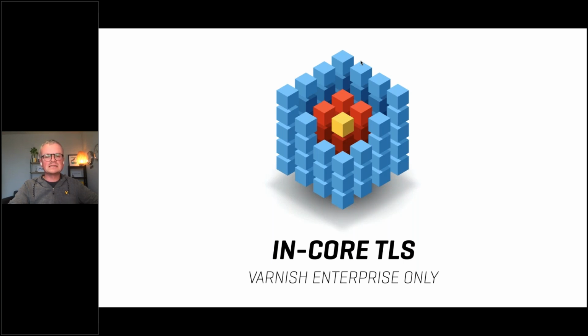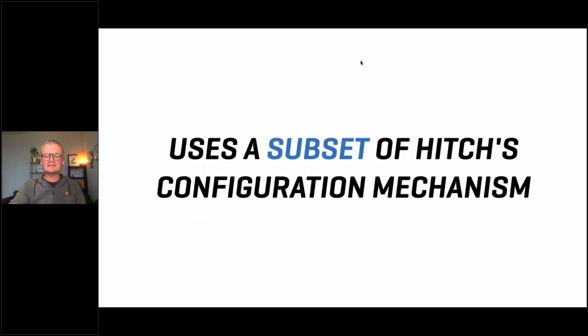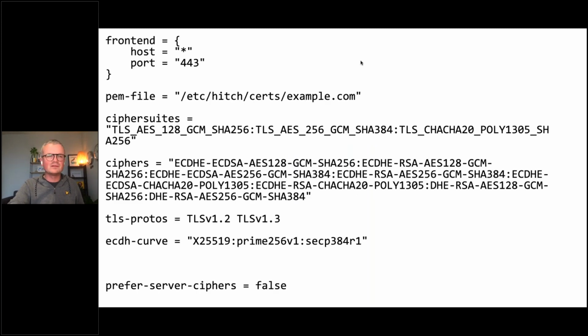But what it does is it takes that decision of terminating TLS elsewhere into Varnish, and there were specific reasons for that. Now, what happens is you don't need Hitch anymore. HTTPS connections are directly accepted on Varnish. And for that, ironically, we're getting rid of Hitch, but we're still using a subset of its configuration mechanism. So you could take that typical Hitch configuration file. We've omitted the parts where you talk to backends or where you mention proxy protocol because you don't need them anymore.